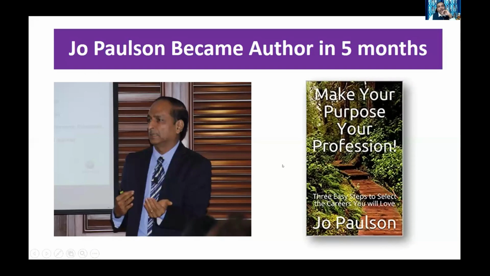Joe Paulson became an author in 5 months. When he came to the system, this was not in his mind at all. Now he's a trainer. He never thought he'd be a trainer. He's a trainer, and he wrote a book, and it's on Amazon. These are the possibilities, the kind of destinies which are out there, and it is very difficult for people without the knowledge of how to do it to bring it into reality. But with the knowledge, the support and the community, you can literally bring anything into your life.